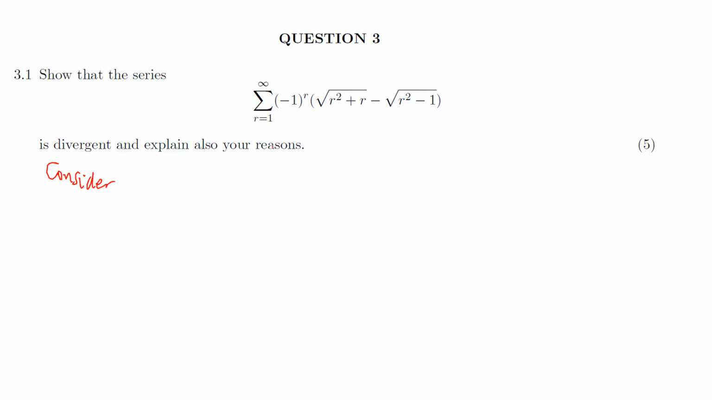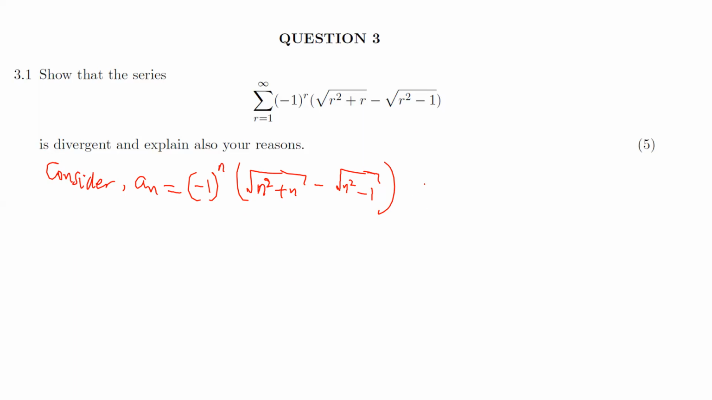The first question, by and large, always requires the vanishing condition in this module. So it's just some sort of structure. So we consider, therefore, the absolute value. You can call it a_n, to be (-1)^r, so you just replace every r by n, in which case you have the square root of n squared plus n, minus the square root of n squared minus 1. It's exactly this, but we've just replaced every r by n.